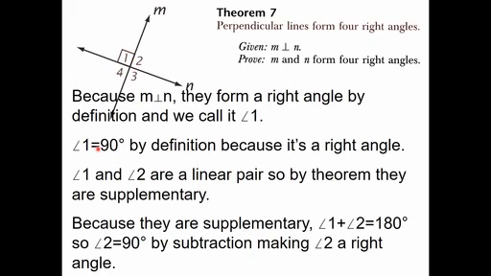We had angle 1 equal to 90, and if 1 plus 2 is 180, we can subtract angle 1, 90 degrees, from both sides. So 2 is 90 by subtraction, making 2 a right angle. So we're halfway there. We were given that 1 is a right angle. Now we know that 2 is a right angle.